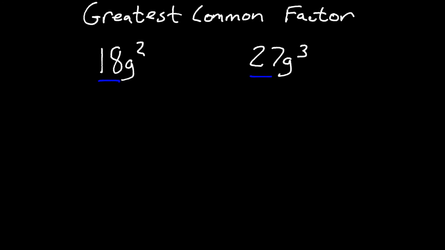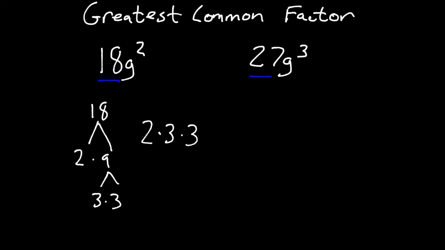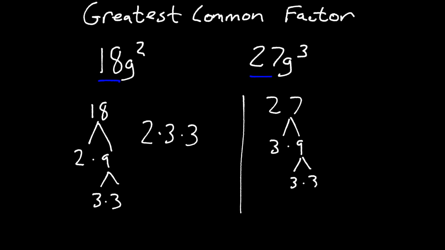So let's start with 18. 18 can be broken down into 2 times 9. And 9 can be broken down into 3 times 3. So for 18, our prime factorization is 2 times 3 times 3. For 27, we can break it down into 3 times 9, and then break that down into 3 times 3. So 27's prime factorization is 3 times 3 times 3. So, look at your prime factors. Find what they share. They share 1 3 and 2 3s.